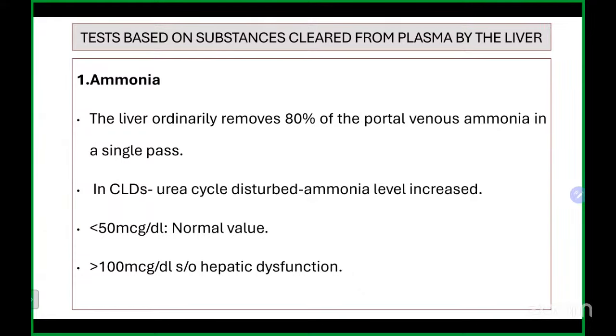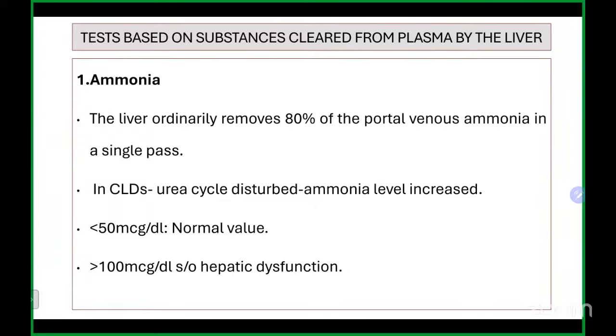Okay. So, tests based on substances cleared from plasma by the liver. We all know ammonia clearance, correct? So ammonia is also cleared. It forms urea and is further excreted in your urine. So the liver ordinarily removes 80% of the portal venous ammonia in a single pass. In chronic liver disease, ammonia level goes on increasing. In fact, this hyperammonemia is the cause of encephalopathy in chronic liver disease.